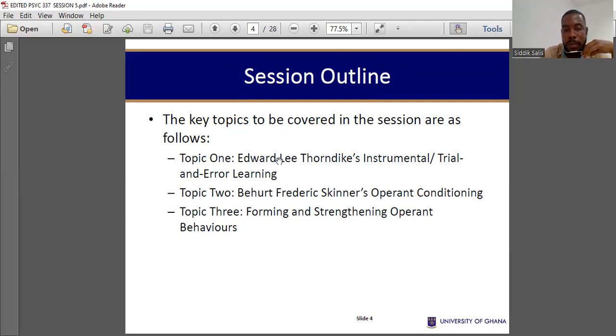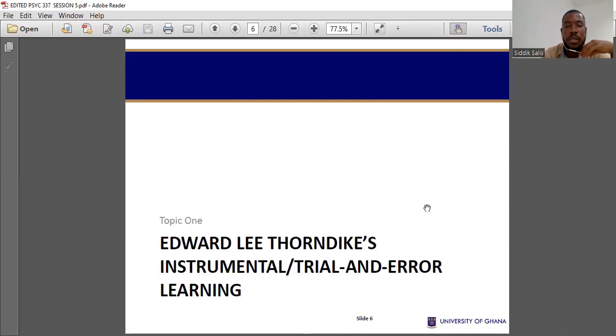Here, Edward Lee Thorndike's instrumental or trial and error learning. Why is his called instrumental learning or conditioning, and why is this one called operant conditioning? We'll also be looking at that. So let's start.